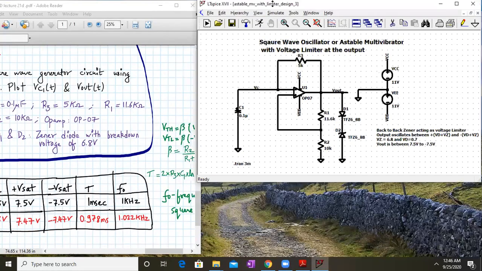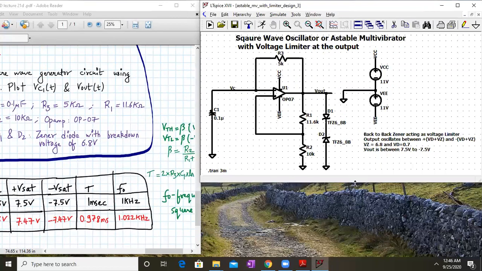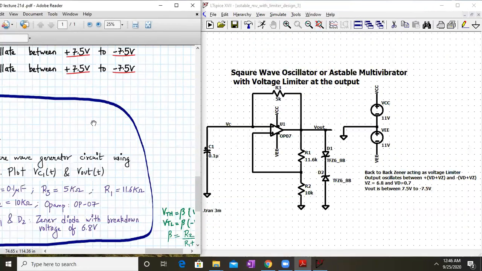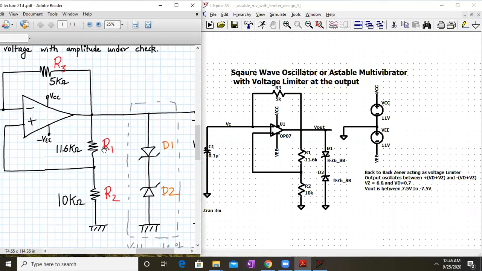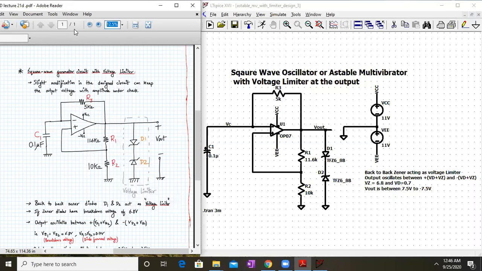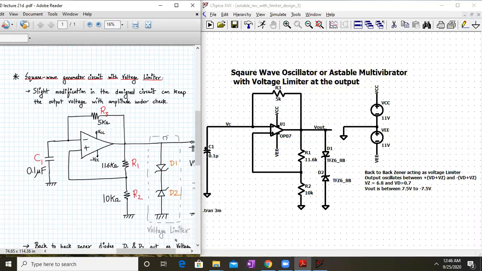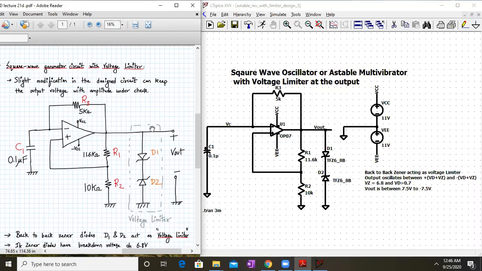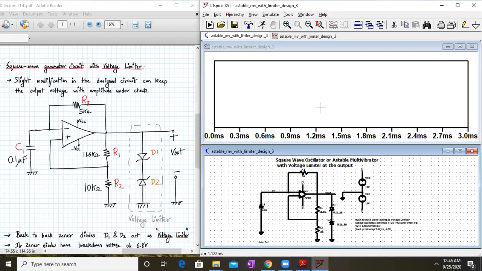Yeah, now it will come properly. Okay, so this is my circuit diagram. As you can see, it's exactly the same. So this is my circuit diagram for an astable multivibrator or a square wave generator with voltage limiter. The rest of the things will be fine, but we only have to concentrate on the output peak to peak. So here we desire it to be oscillating between plus 7.5 and minus 7.5. Let us see if this circuit gives that range or not.